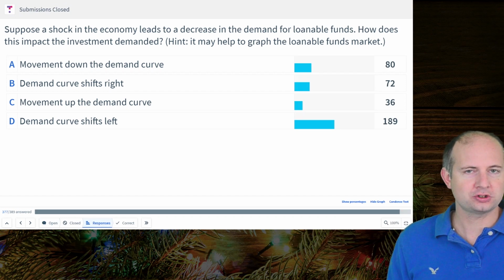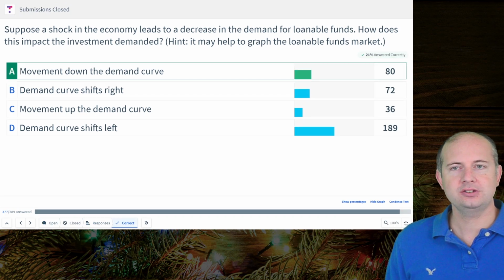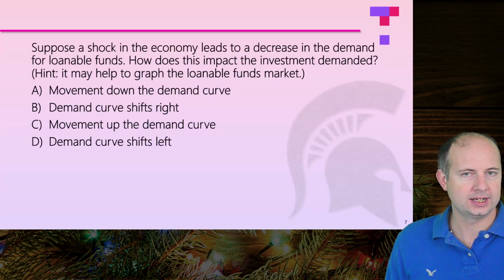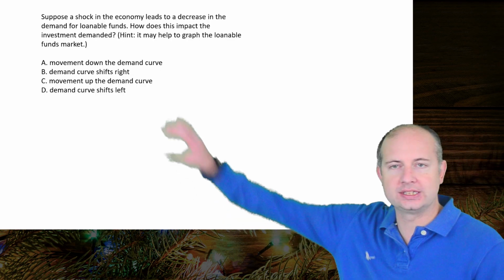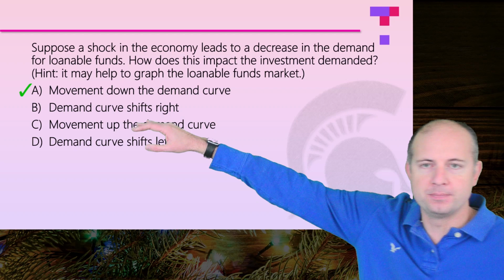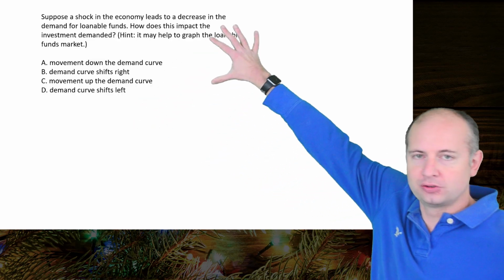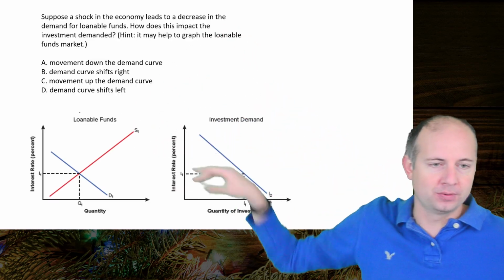Okay, so this is one that's tripped up a lot of people. The answer here is A. We're going to get movement down and to the right on the demand curve. Let's see why that is. So again, we move down and to the right. Here I just rewrote the question up there to give us more room down here.